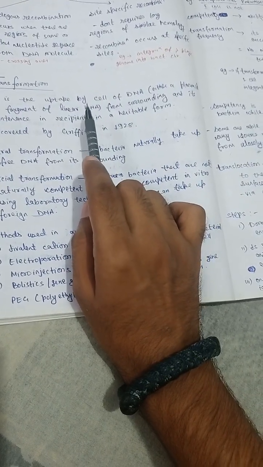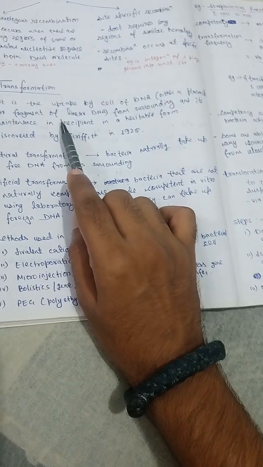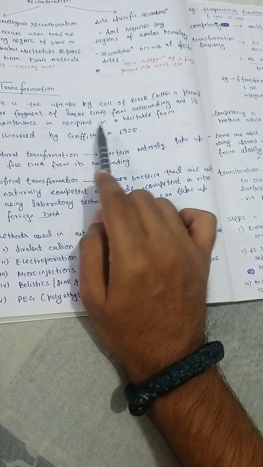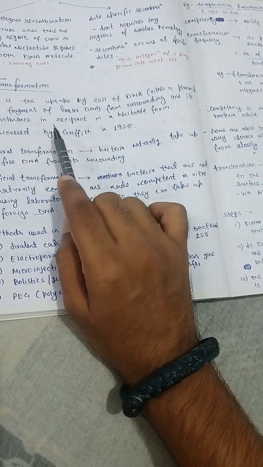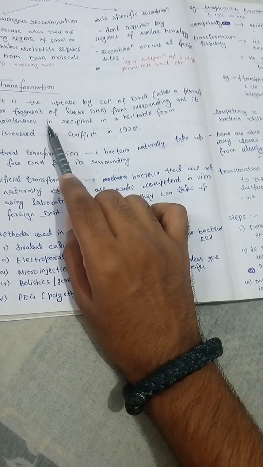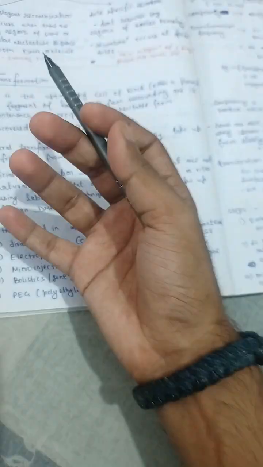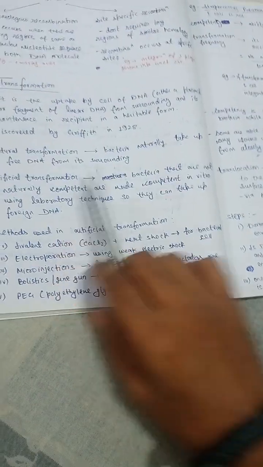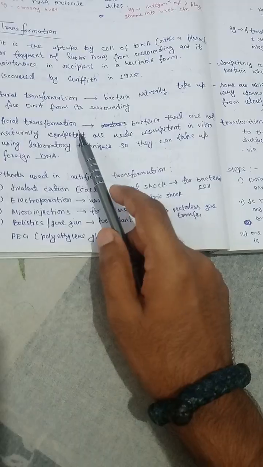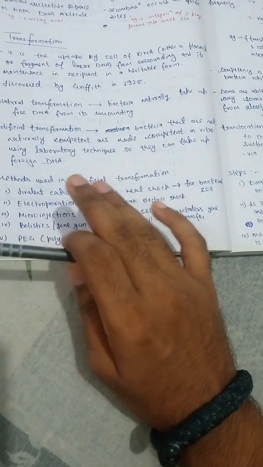is known as endogenote. Now the exogenote, that is the foreign DNA, will recombine with the host's, the recipient's chromosome, that is with the endogenote, via homologous recombination. So what is transformation? It is basically the uptake of DNA by the cell.